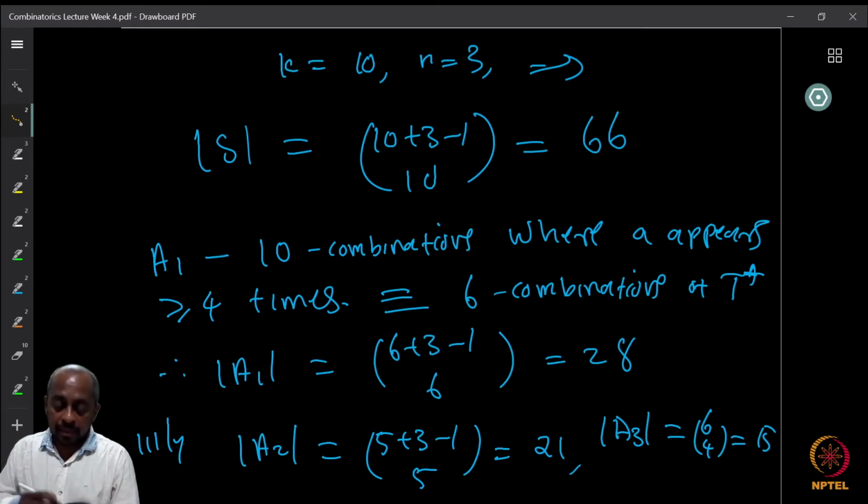Then what is A1? A1 is the 10-combinations where A appears at least 4 times, strictly more than 3. Now, if A is appearing 4 times, those are the bad guys. So from S, how can we compute this? Well, you look at the 10-combinations where there is at least 4 A's, and then what you can do is remove these 4 copies. So remove the 4, and then what you get is going to be a 6-combination, right?